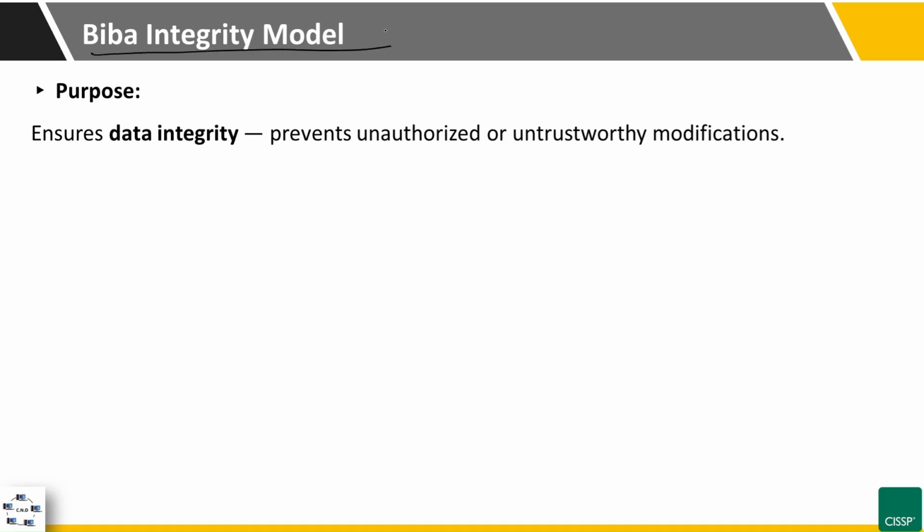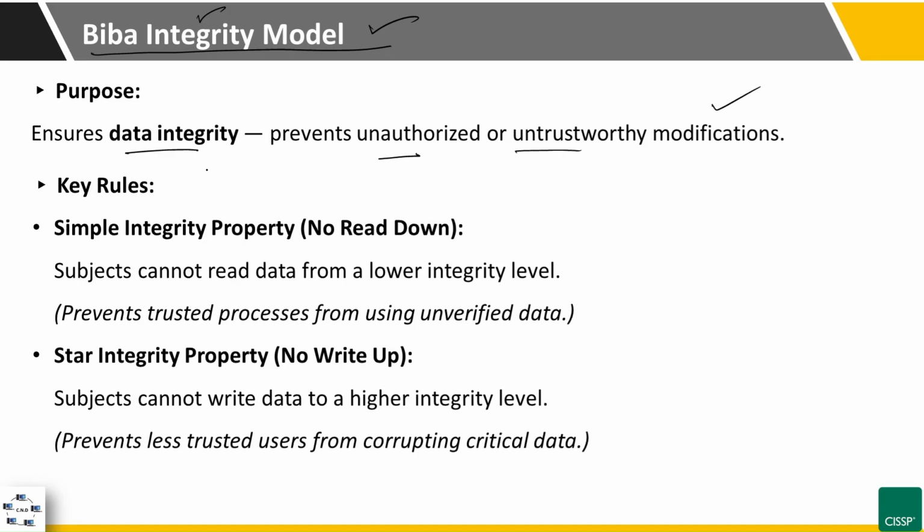Our next important model is the Biba integrity model. As the name indicates, this one covers integrity. Bell-LaPadula was for confidentiality; Biba is an integrity model, and its purpose is to ensure data integrity and prevent unauthorized or untrustworthy modification. The key rules of this model are: first, the simple integrity property, which is no read down. A subject cannot read data from a lower integrity level. This prevents trusted processes from using unverified data.